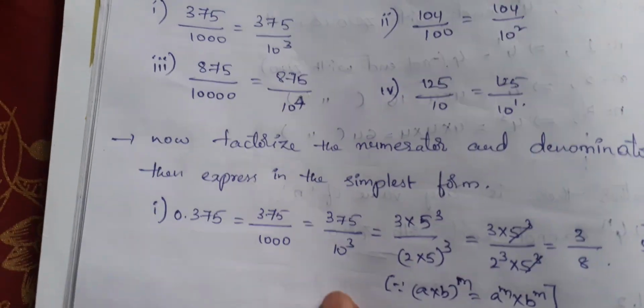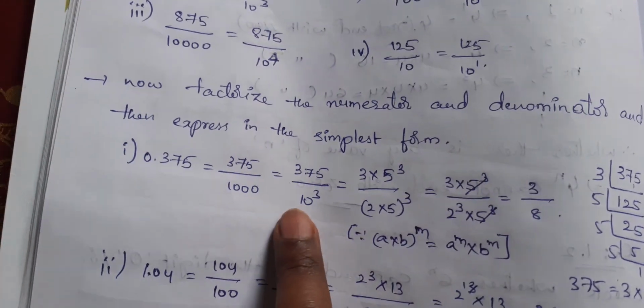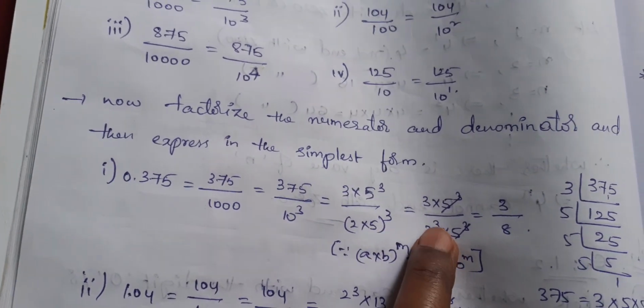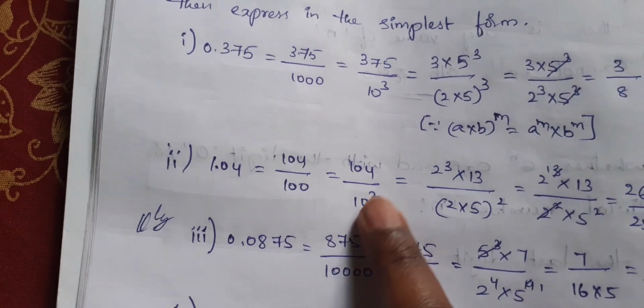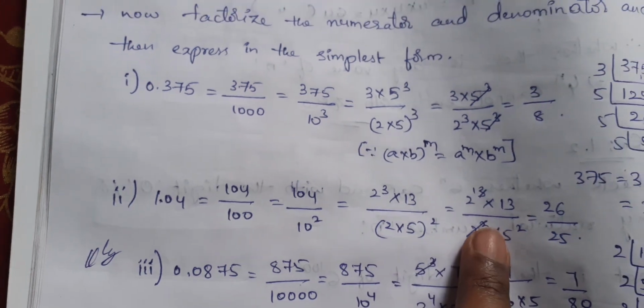Once you see the examples here, all the denominators are tens, or 2 power something, 5 power something, like this.